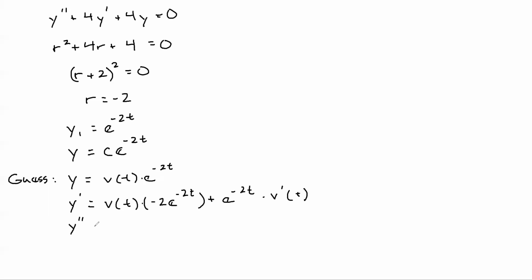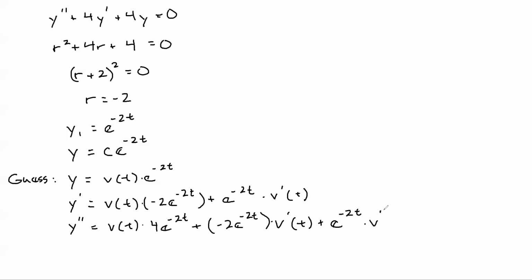And then we could go through and find y double prime and just do the same thing again. So we're going to have first times the derivative of the second. So that's going to give us 4e to the negative 2t plus the second, which is negative 2e to the negative 2t, times the derivative of the first. So we get v prime. And then we need to use the product rule on this. So we're going to have e to the negative 2t times v double prime plus v prime. Hold on, try to be consistent here with whether I'm going to use those parentheses t's or not. You could just leave those off. And then times negative 2e to the negative 2t.